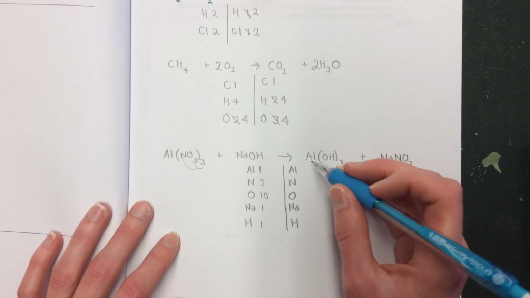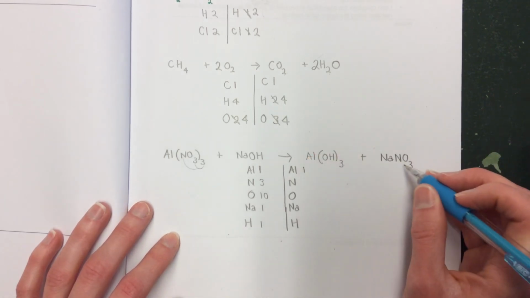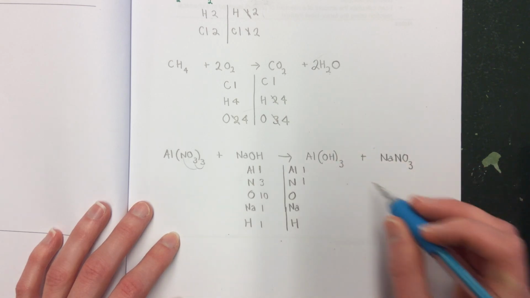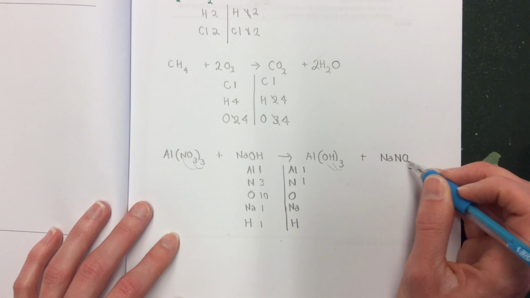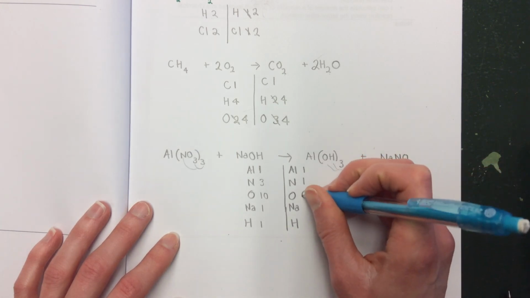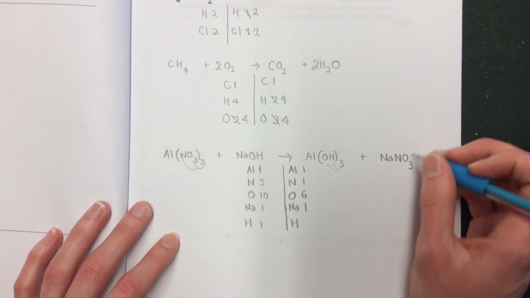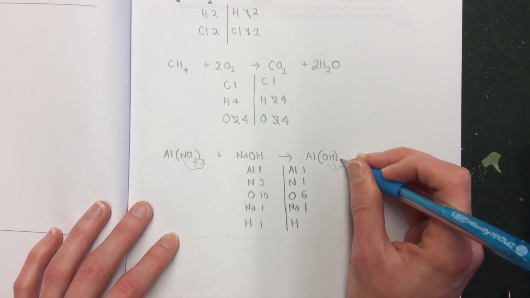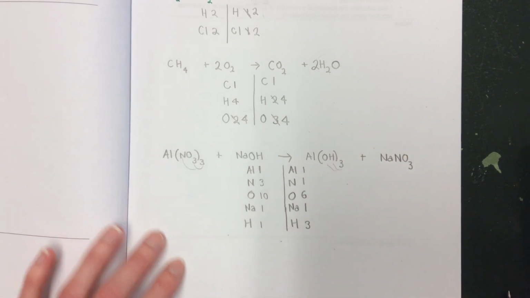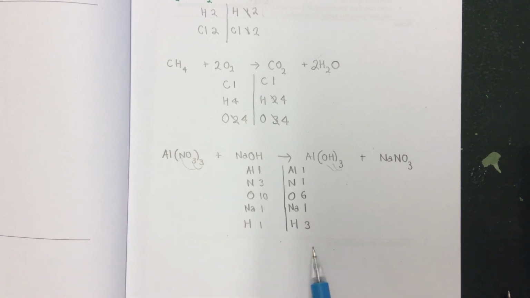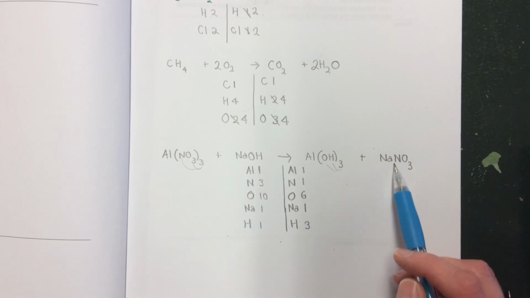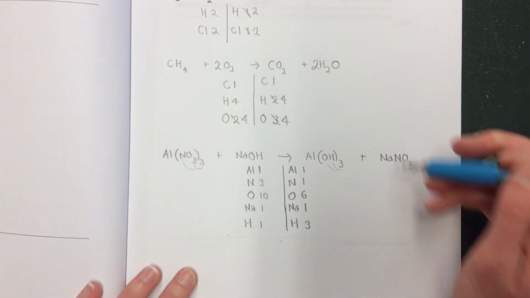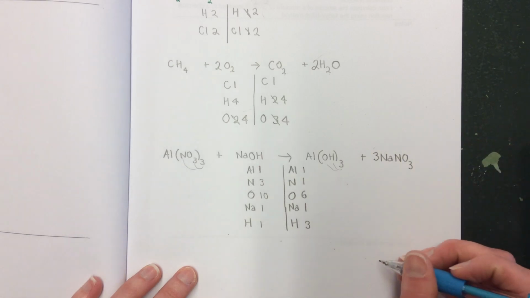Okay, and then over here, we've got 1 aluminum, 1 nitrogen. I've got, if I distribute this 3 in, 3 oxygens, plus another 3 over here, so 6, 1 Na, and 3 H's. Okay, so lots of things going on here. Again, I want to balance oxygen and hydrogen last, so let's start with N. So I've got 3 N's over here. What can I do to make there be 3 over here? Well, I can put a 3 right here.